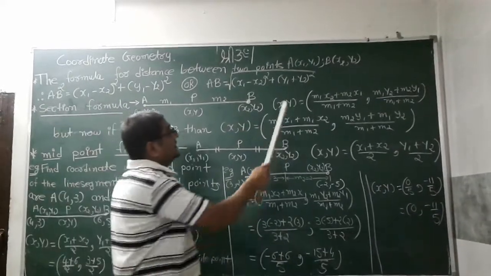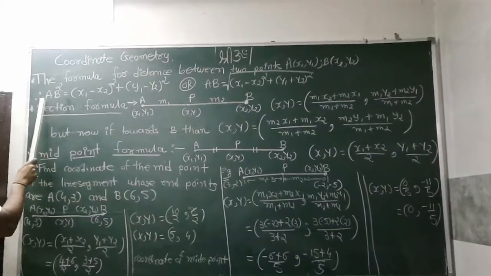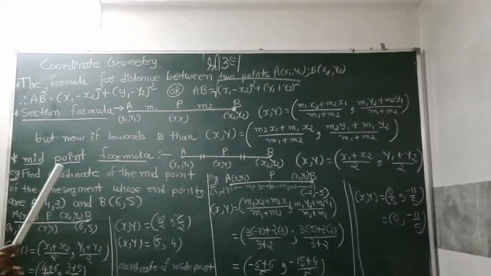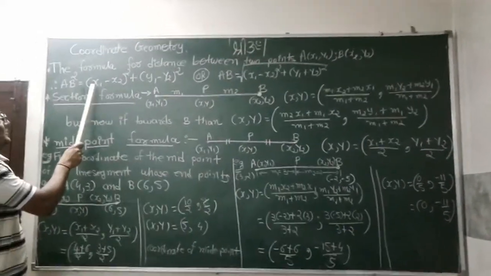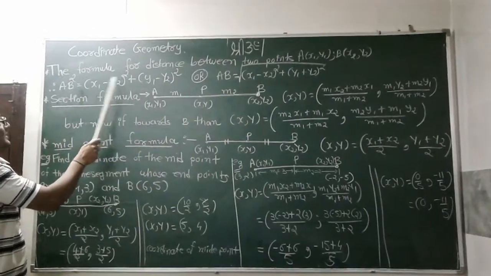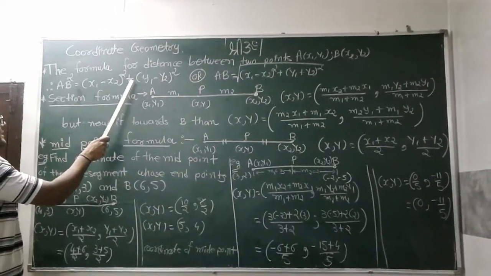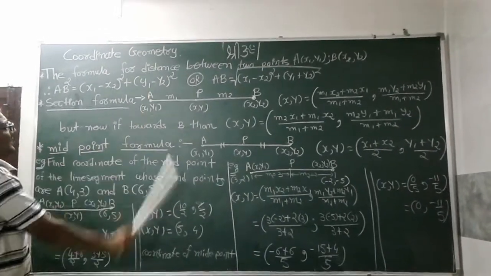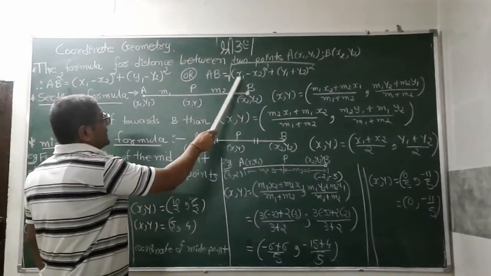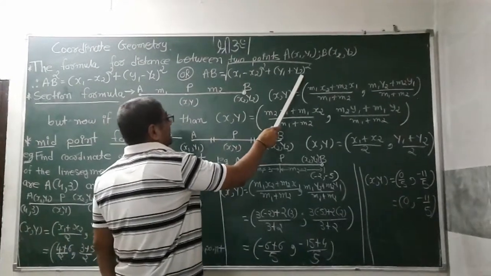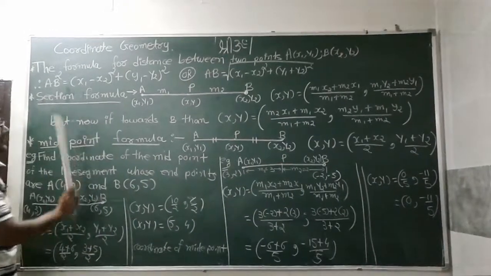Instead of AB, if you take PQ, then it is the distance between point A and B. It is always positive, that's why we are taking the square. If you take the y-axis first, then it will be interchanged, but I am taking the x-axis first, so that is (x1 minus x2) whole square plus (y1 minus y2) whole square. Sometimes, according to the statement, AB is equal to the square root of (x1 minus x2) whole square plus (y1 minus y2) whole square.